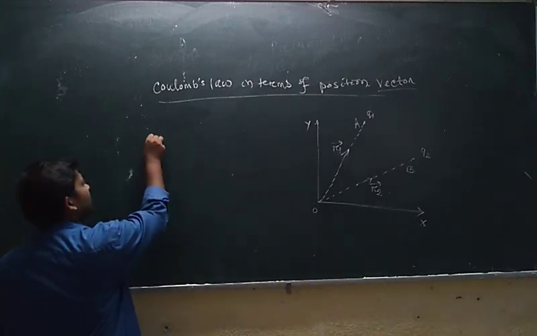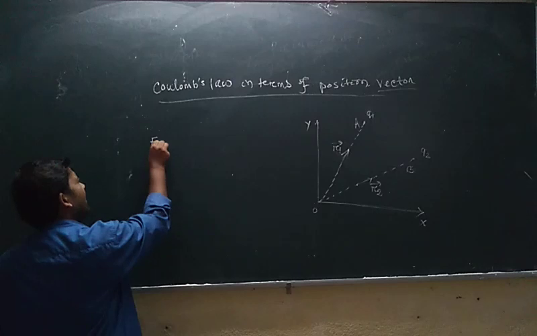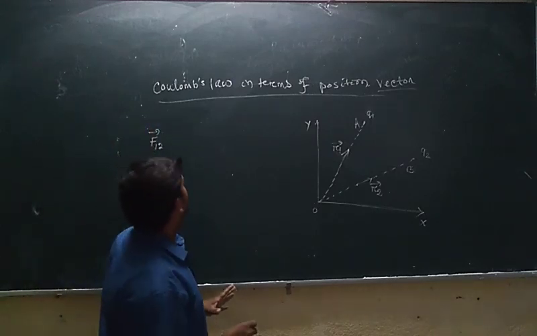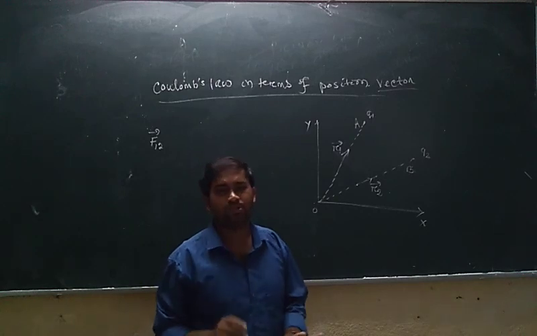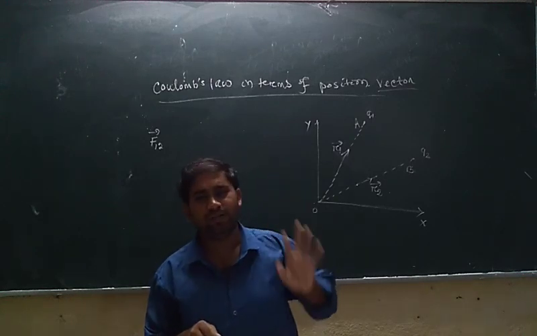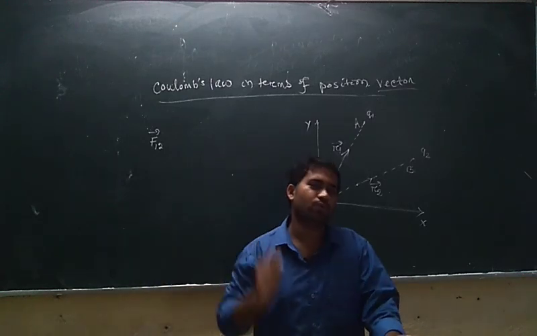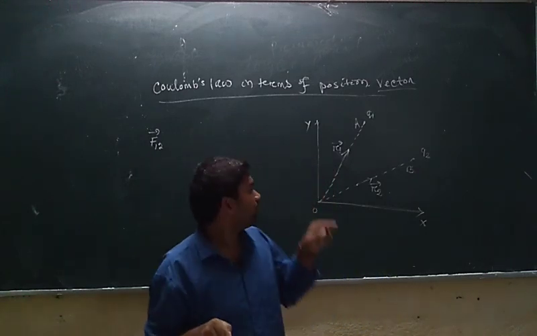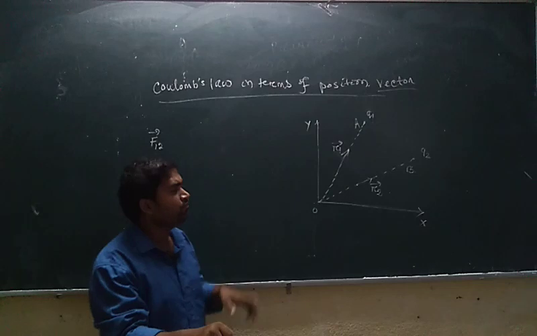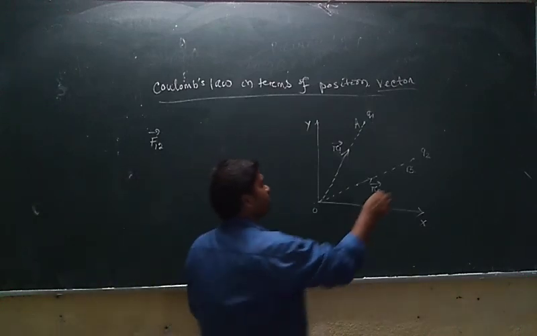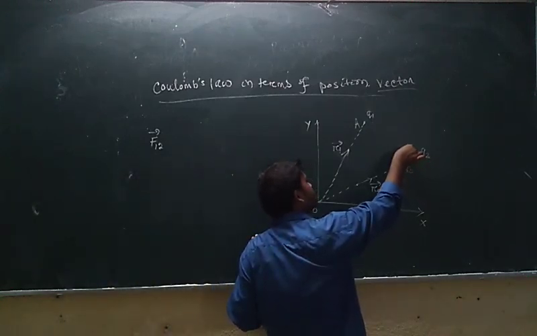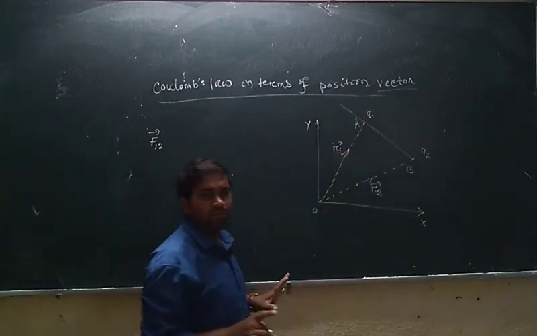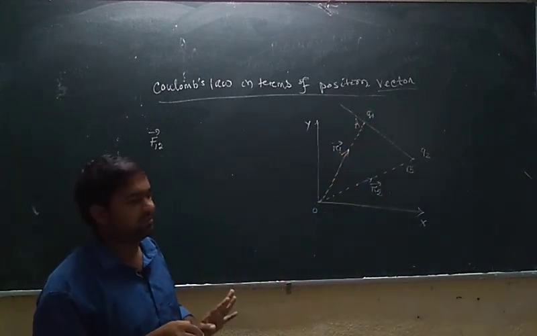either F12 or F21, okay. Suppose I take the measurement of the F12 vector. What does it mean? F12 vector means force on charge Q1 because of charge Q2, okay. That means here we have to make the movement from 2 to 1, and this is the movement from 2 to 1 direction. Now the question is on force direction.